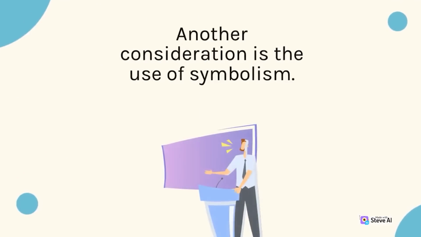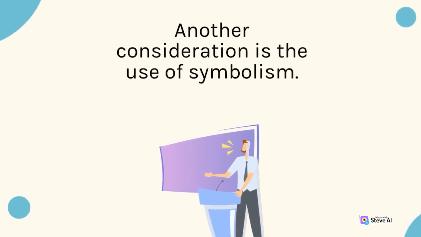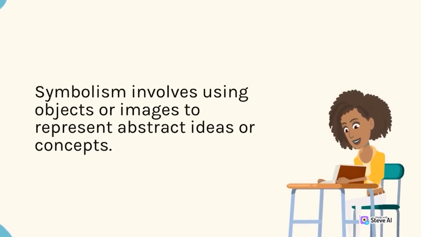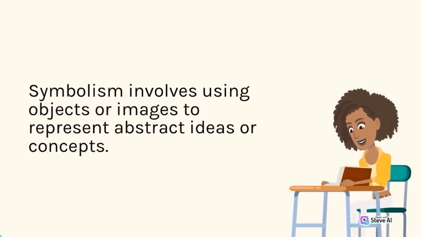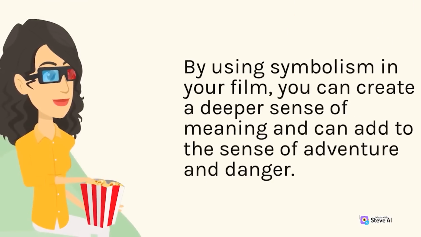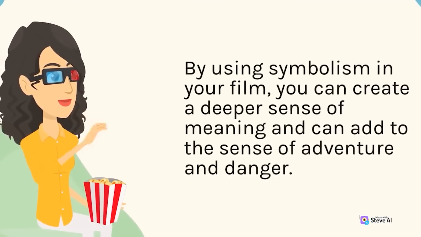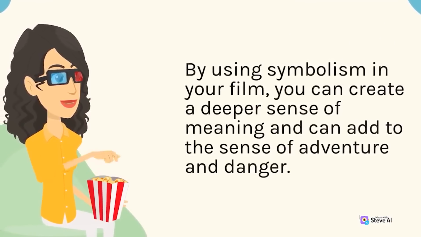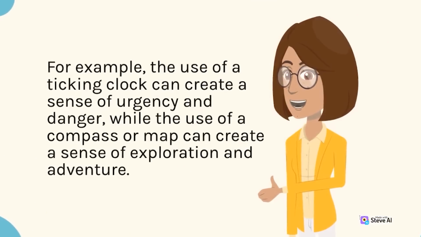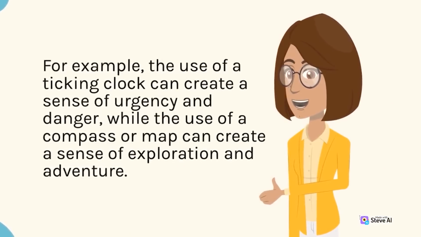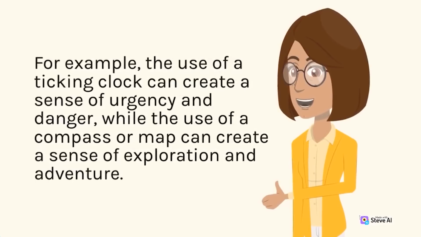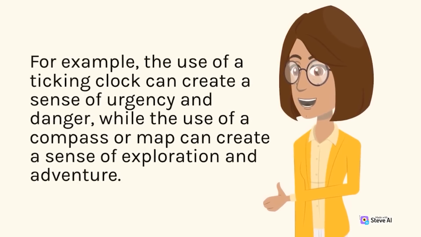Another consideration is the use of symbolism. Symbolism involves using objects or images to represent abstract ideas or concepts. By using symbolism in your film, you can create a deeper sense of meaning and can add to the sense of adventure and danger. For example, the use of a ticking clock can create a sense of urgency and danger, while the use of a compass or map can create a sense of exploration and adventure.